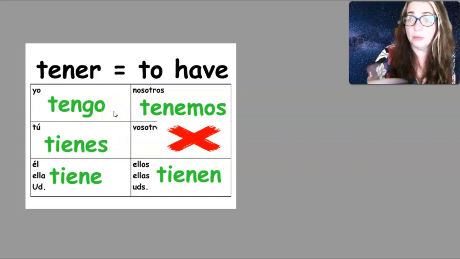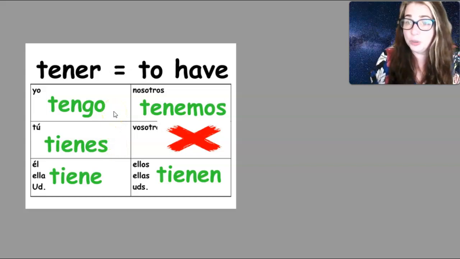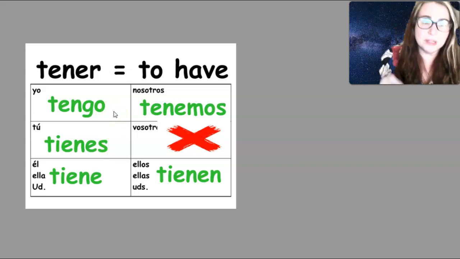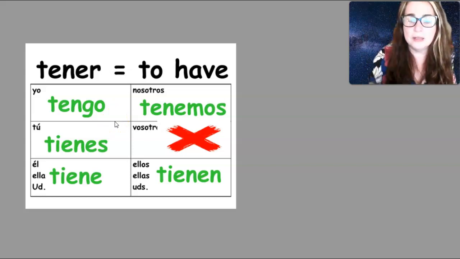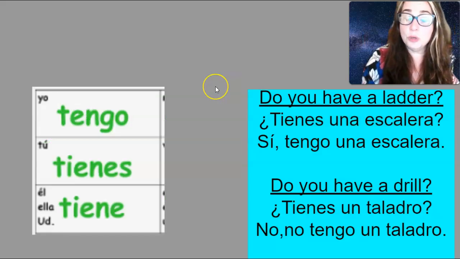We're only going to focus on these two top ones on the left because we're going to have conversations generally with one person, like, hey, do you have 10 nails? No, I don't have 10 nails. And then if you really want to learn Spanish, there's plenty of ways to take care of that later. Do you have a ladder?